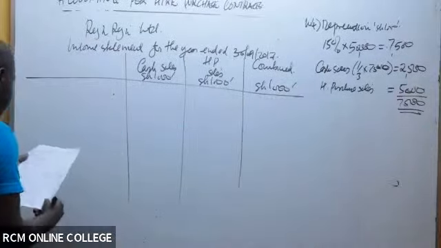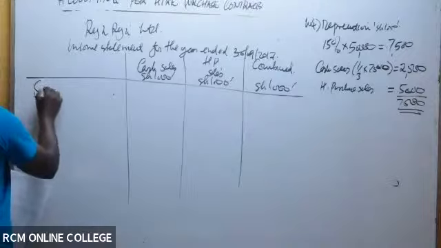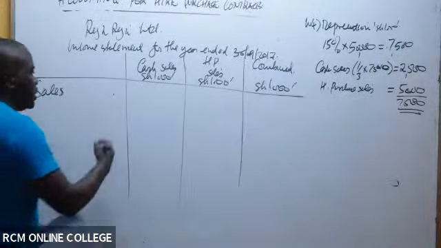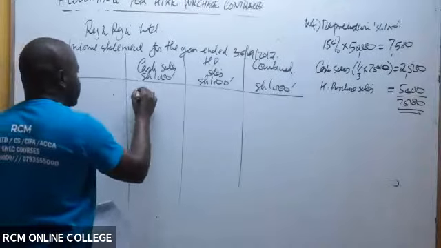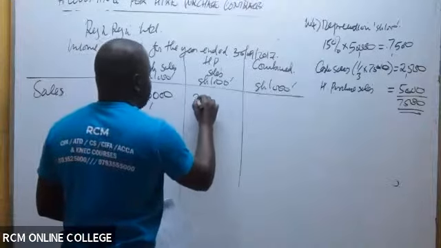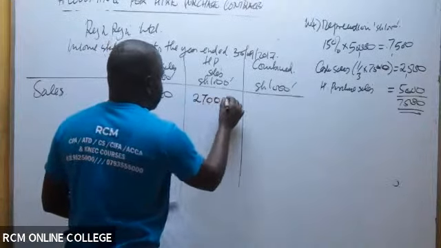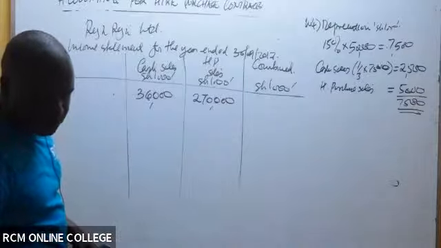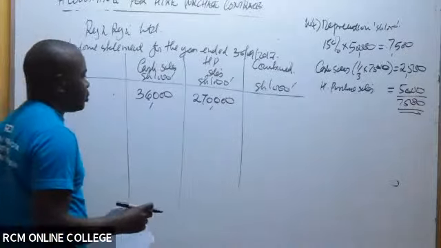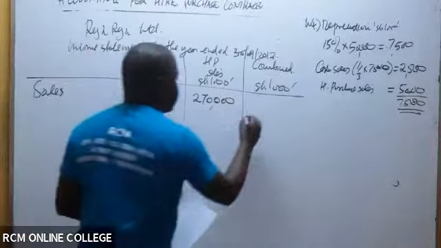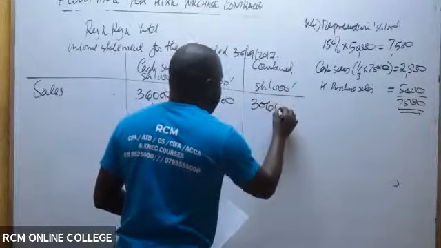So in this case, we'll start with the sales. Sales tulikuwa tushapewa haki. Tulikuwa tumeambiwa hii ya cash sales ni 36 million. Hii tulikuwa tumeambiwa ni 270 million. So the total there, I think you should be able to get 306 million when you add the two.